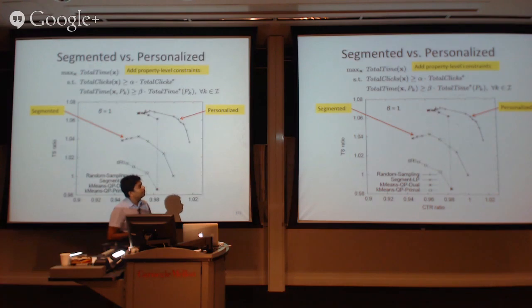So if you add the property level constraint, and as expected, if you add more constraint, then your trade-offs are not as lucrative as they were earlier, because now you're constraining things more. So earlier you were getting a big bump in time spent, now you're going to get a decreased bump in time spent because you're adding more constraint to the downstream problem. But still, the personalized is much better than the non-personalized.